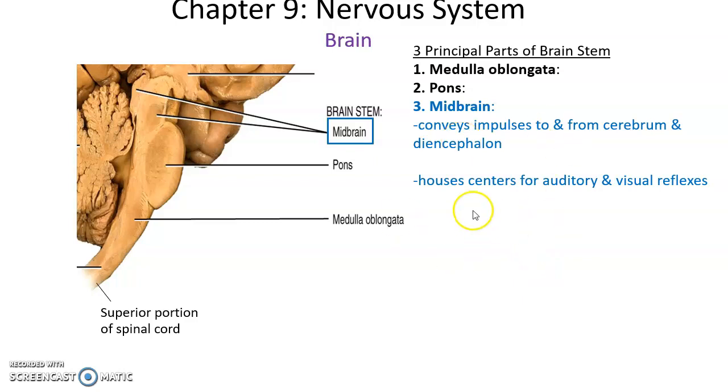The midbrain also houses centers for auditory and visual reflexes. So for instance, a visual reflex: say something suddenly darts into your field of vision, your eyes automatically move to look at what that thing is coming at you. An auditory reflex: say a loud noise suddenly, abruptly occurs behind you, you will automatically jump and probably turn to see what that noise is. So those reflexes are localized to the midbrain.